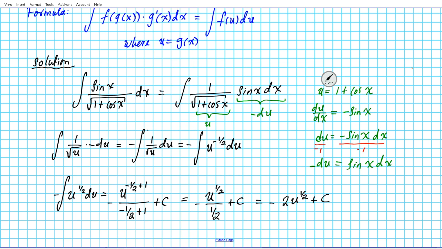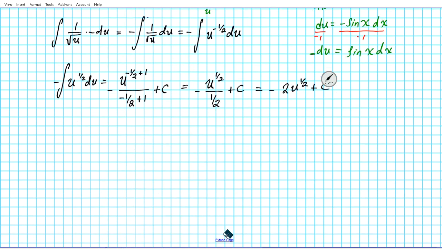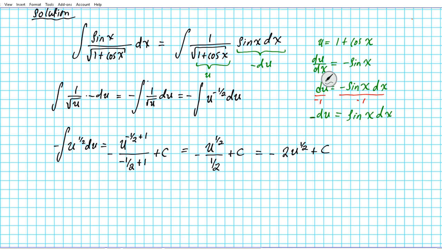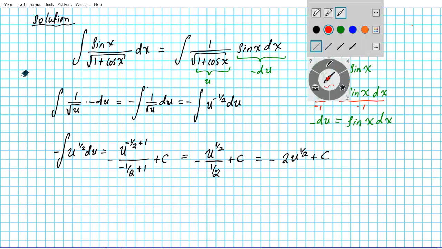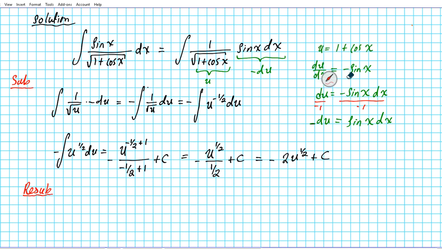So are we done with the problem? The answer is no. One thing about U substitution is that you carry out a substitution first, and then when you're done integrating, you resub. Here we did a substitution, and when you're done integrating, guess what? We're going to resub. What does that mean? We're going to resubstitute what we substituted out back for u.